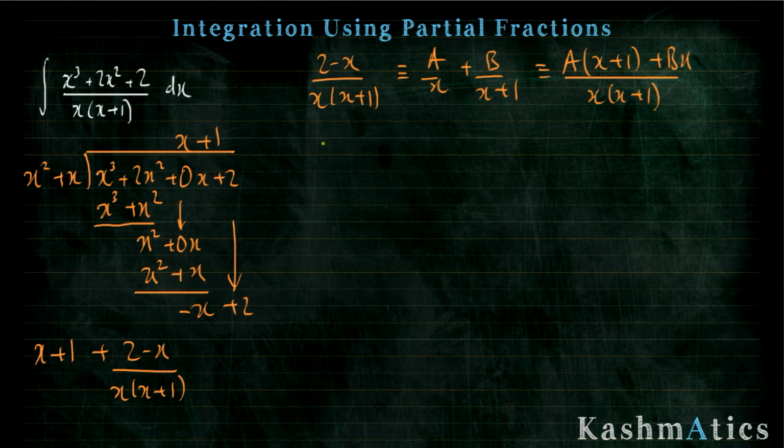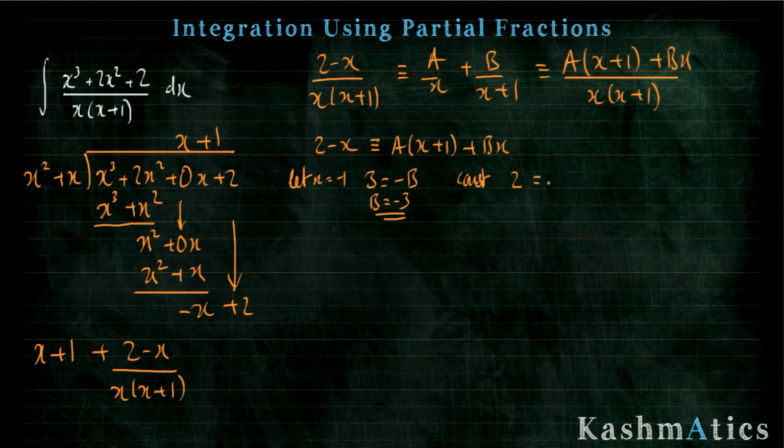All I need to do now is compare the numerators. So I've got 2 minus x is equivalent to a times x plus 1 add bx, and I can choose values of x to substitute. I'm going to choose minus 1 to get rid of this term. So if I let x equal minus 1, I get 2 take away minus 1, which is 3, and that's equal to b times minus 1, which is minus b, which means b is minus 3. And then I can look at my constants, and I get 2 is equal to a times 1, which is a.